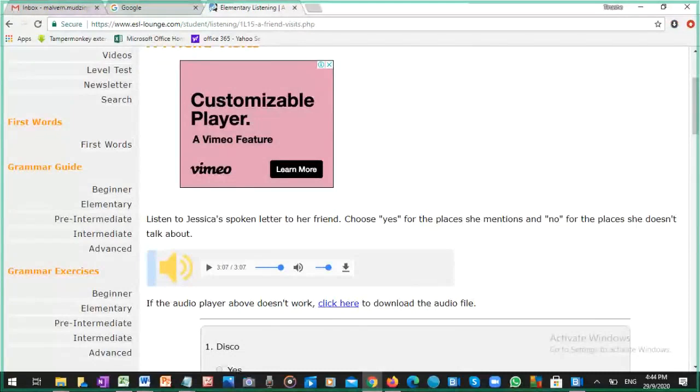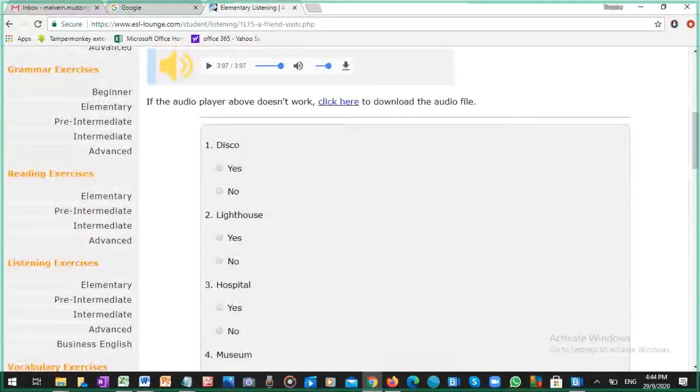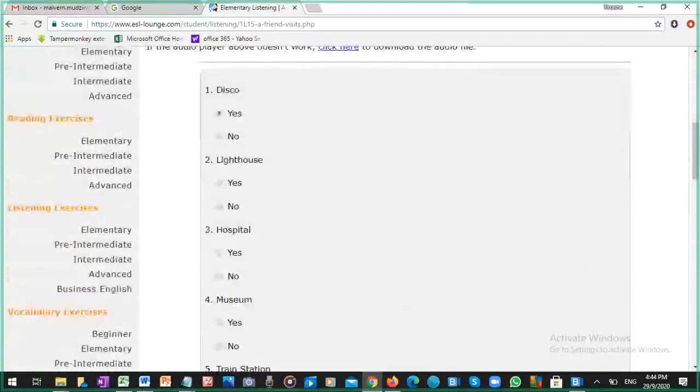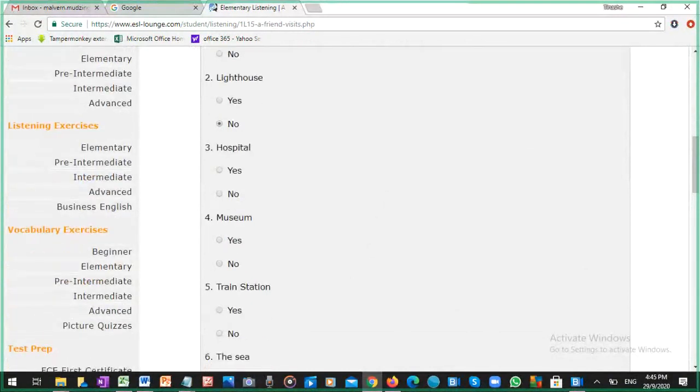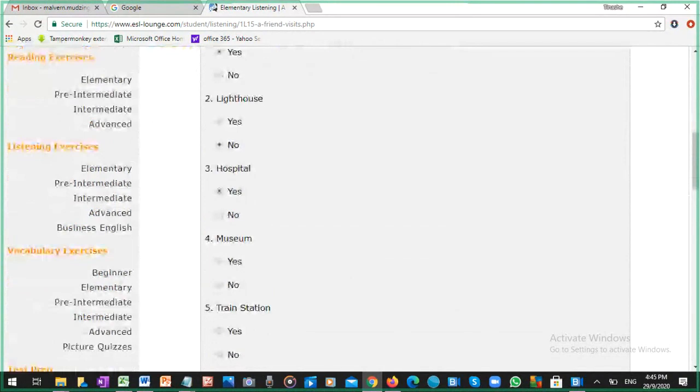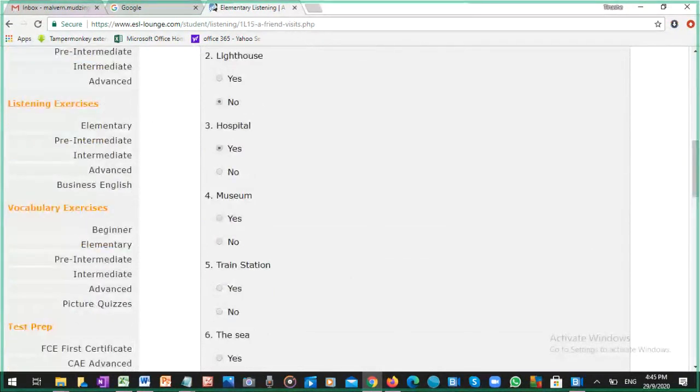So you're supposed to choose yes for the places she mentions and no for the places she doesn't talk about. Did she mention a disco? Yes. Did she mention a disco? Okay, let's see. A lighthouse. Did she mention a lighthouse? Right. Hospital. No. She mentioned a hospital when she said the friend's sister was in hospital. Does that make sense? All right.